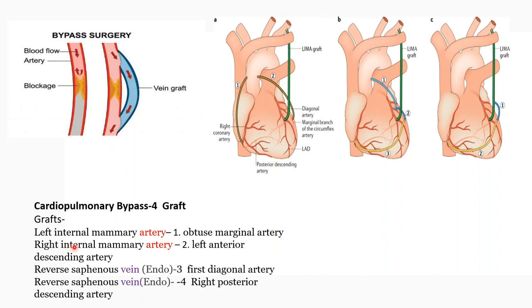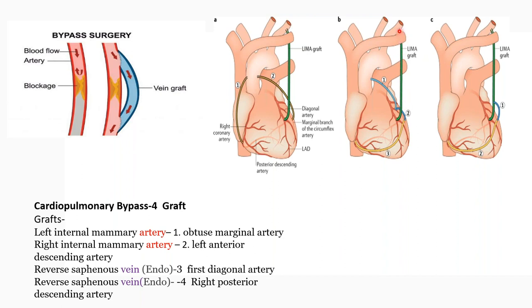These are those grafts: left internal mammary artery to the obtuse marginal artery, right internal mammary artery to the left anterior descending artery. So these two are the artery grafts which are used, and we have two vein grafts also, which were harvested by the endoscopic method. So we have reverse saphenous vein to the first diagonal artery and reverse saphenous vein to the right posterior descending artery. This image doesn't exactly depict the scenario which we have. Still, we can look into it.